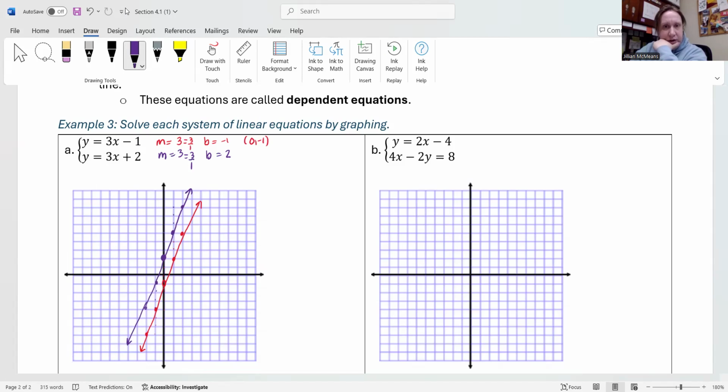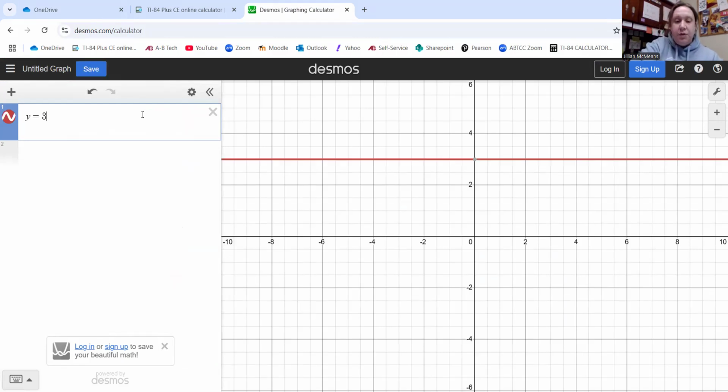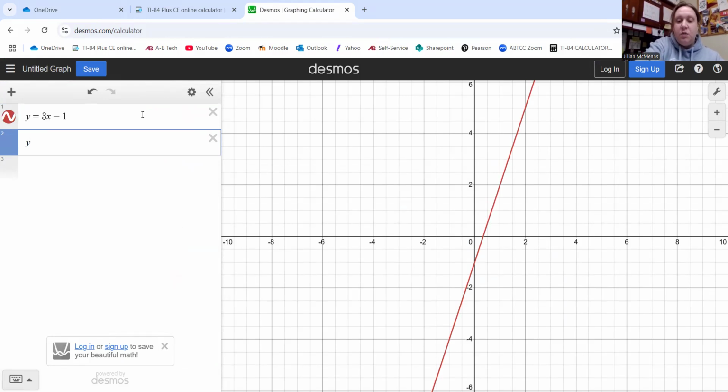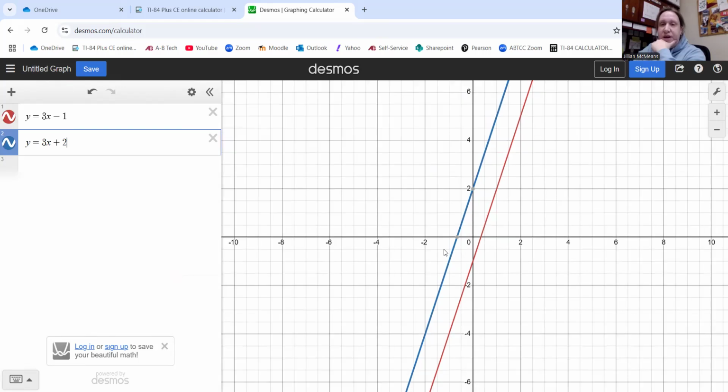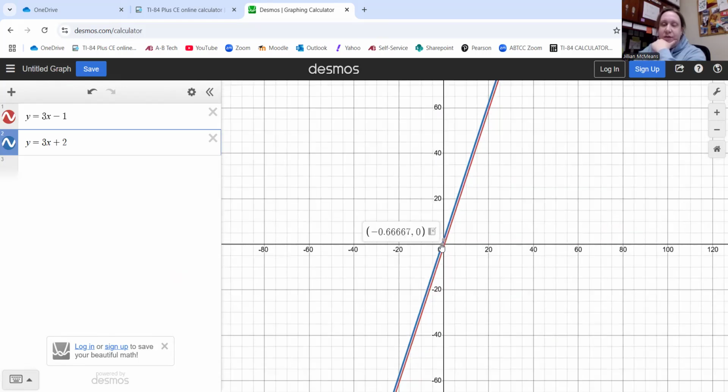So let's see Desmos. Okay, so the first equation of that system was y equals 3x minus 1. And the second equation was y equals 3x plus 2. And there you can see it here. These two lines, drawn very precisely. We can zoom out and zoom out and zoom out, and these lines never intersect.